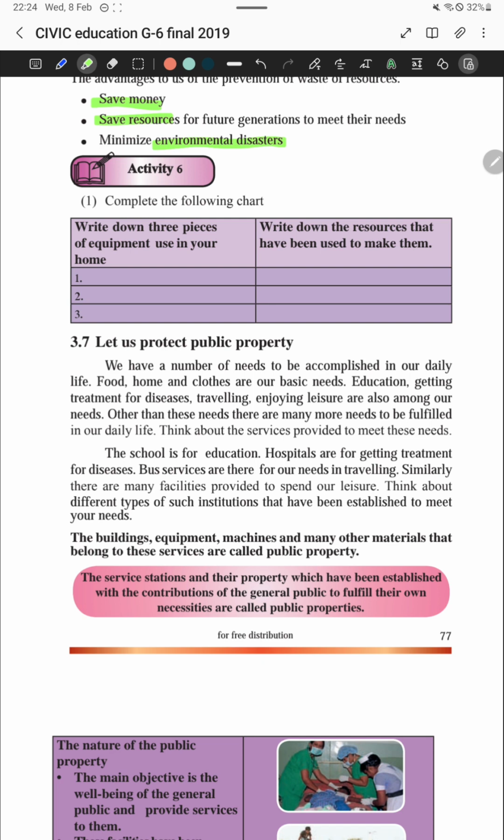So let us protect public property. So we have a number of needs, right? To be accomplished in our daily life: food, home, clothes. You know the basic needs of a person, what are they?